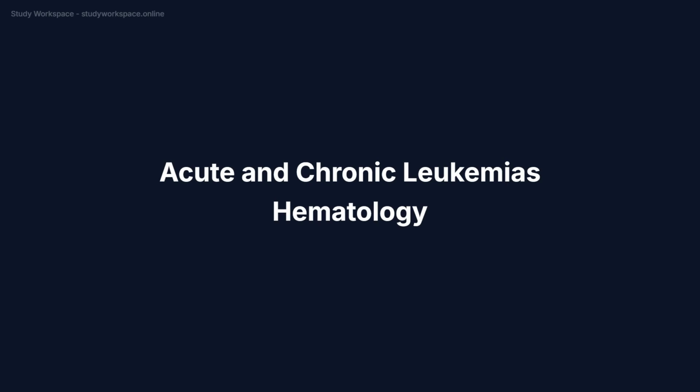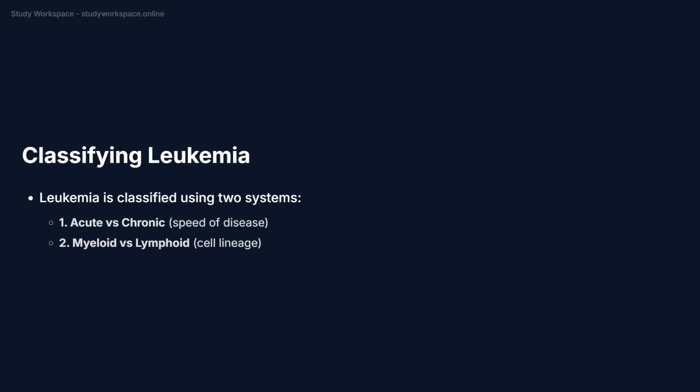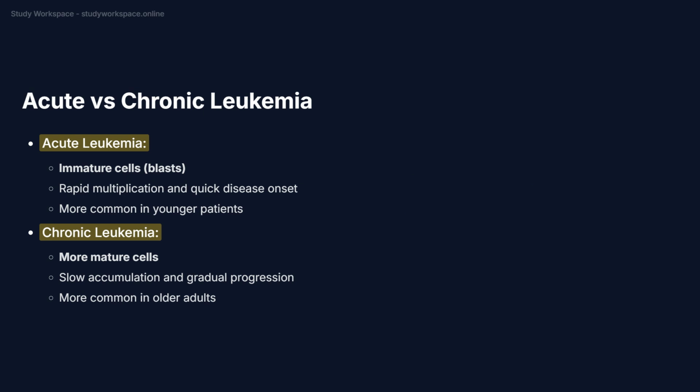In this hematology lesson, what are the main types of leukemia and how do we distinguish them? Acute and chronic leukemias. One of the easiest ways to understand leukemia is to classify it into two groups. The first classification is acute versus chronic. Acute leukemia involves immature cells called blasts. These cells multiply rapidly, causing disease that develops quickly.